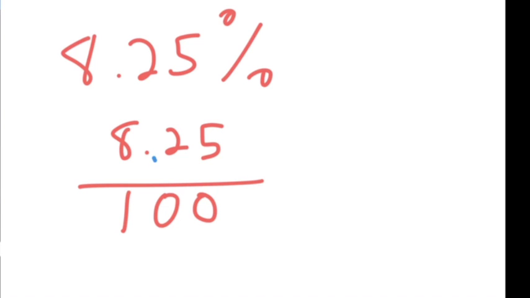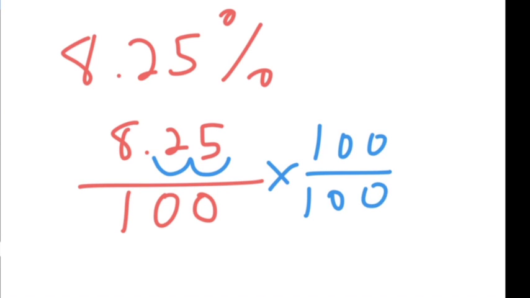So 1, 2. What we need to do is multiply by 100, and that will get rid of our decimal. But whatever we do to the numerator, we must do to the denominator. So what you're really going to do is multiply numerator and denominator by 100. The reason, again, is you want to get rid of this decimal. The way to get rid of it is to move it to the right two places.